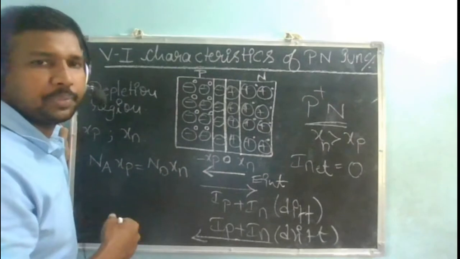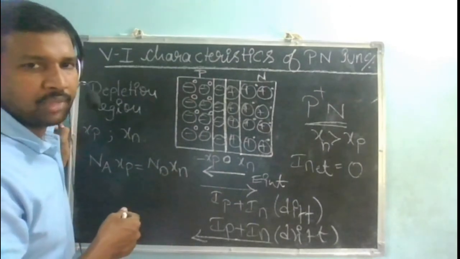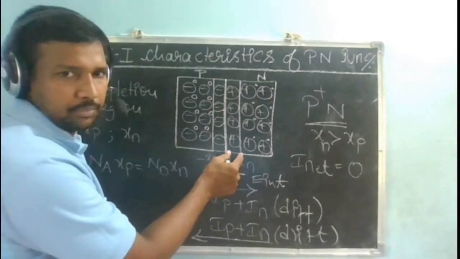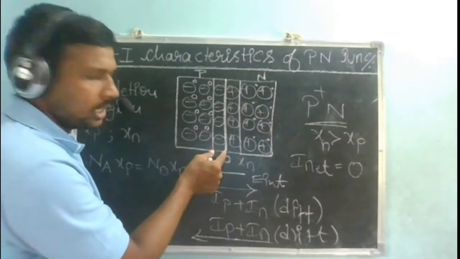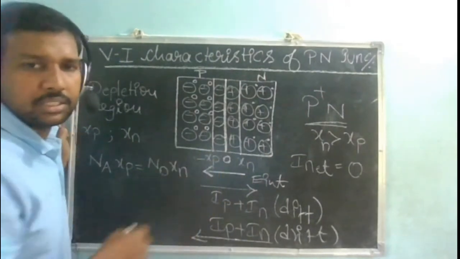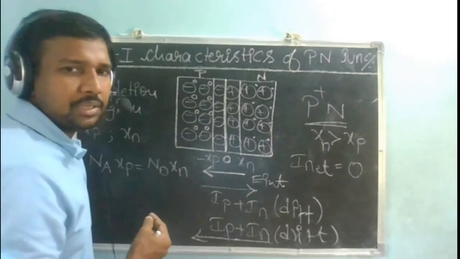Sometimes it is called the space charge region. Why the name space charge region? There is a space charge in the n side near the junction, positive charge. There is a space charge near the junction in the p side. That is the space charge region. Sometimes it is called the depletion barrier.